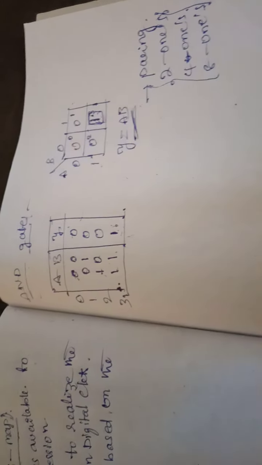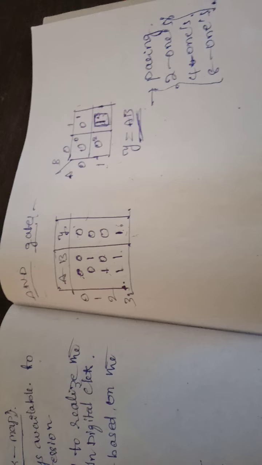Is it clear? So this is 0 means A bar B bar. 1 means A bar B. Is it clear, Nandi? Can I explain once again? Please give the response.